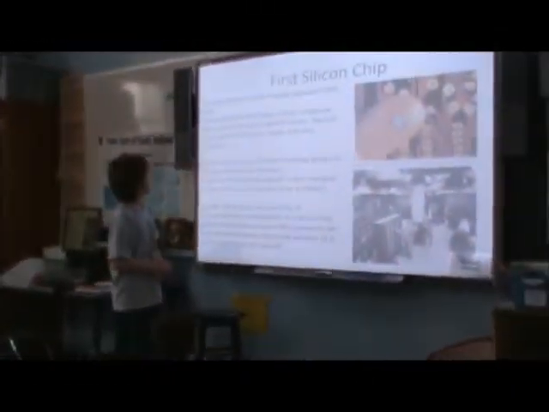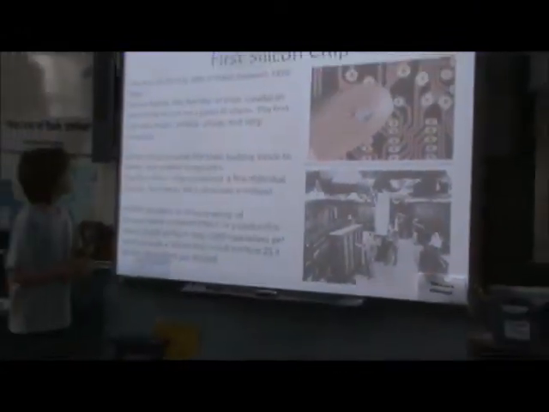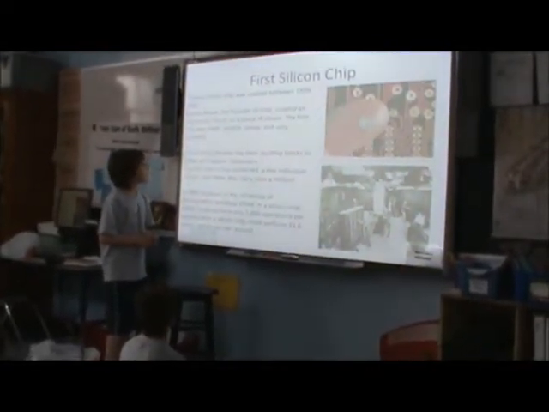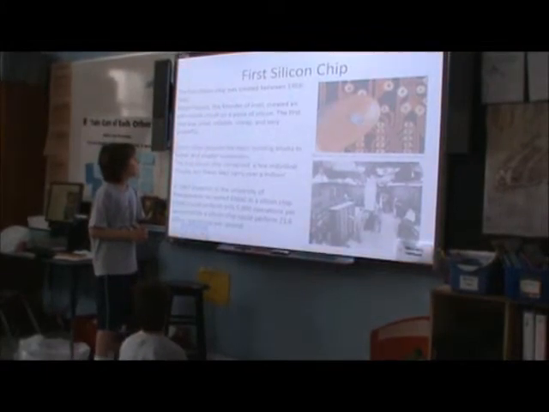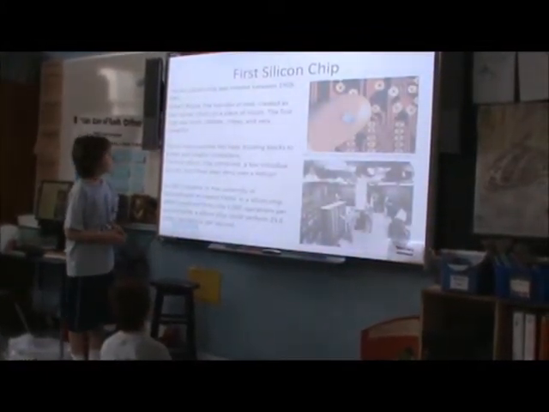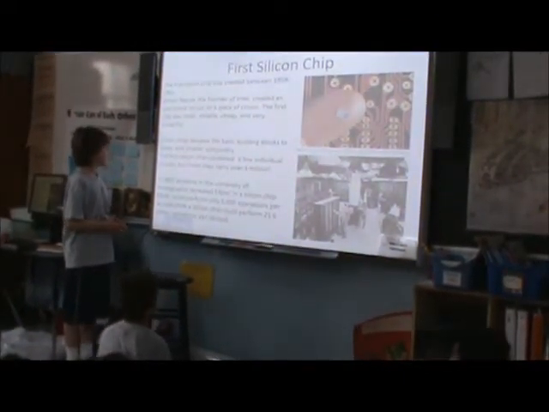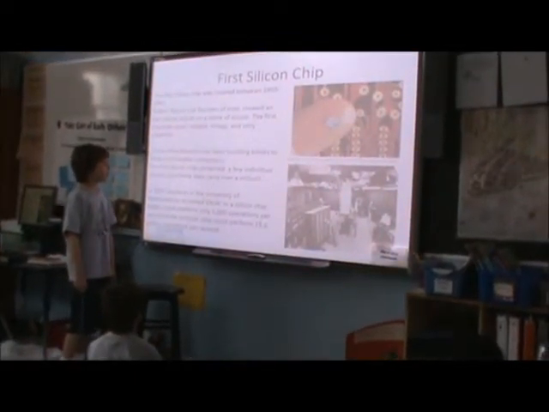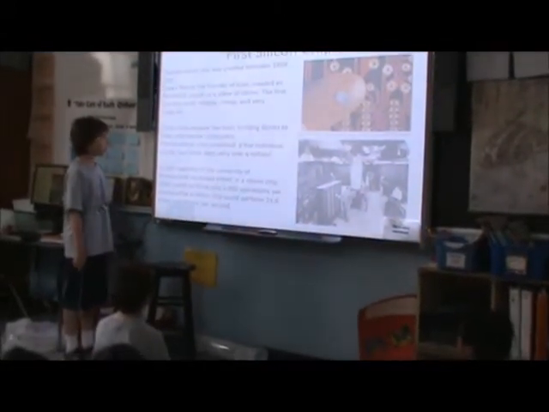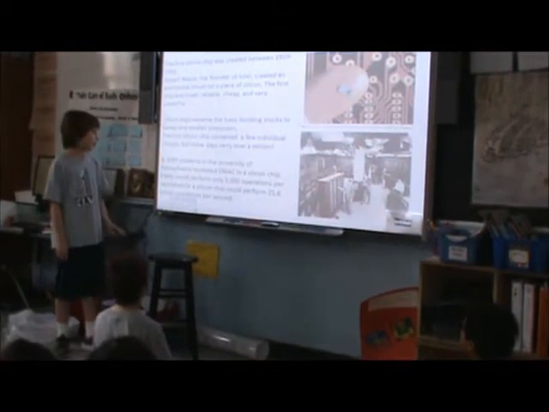The first silicon chip. The first silicon chip was created between 1959 and 1961. Robert Noyce, the founder of Intel, created an electronic circuit on a piece of silicon. The first chip was small, reliable, cheap, and very powerful. Silicon chips gave the basic building blocks to a better and smaller computer. The first silicon chip contained a few individual circuits with easy carryover memory.